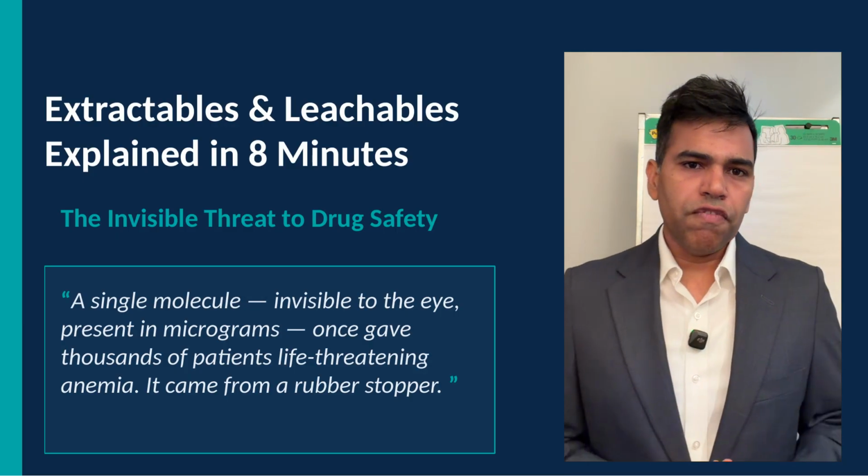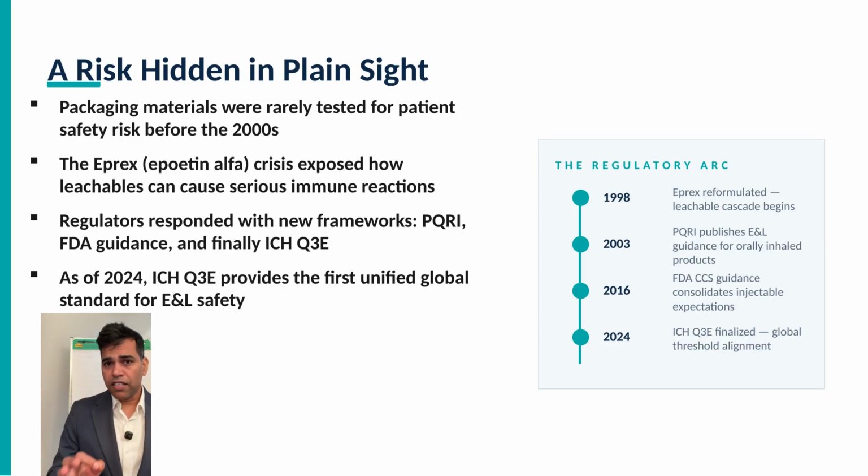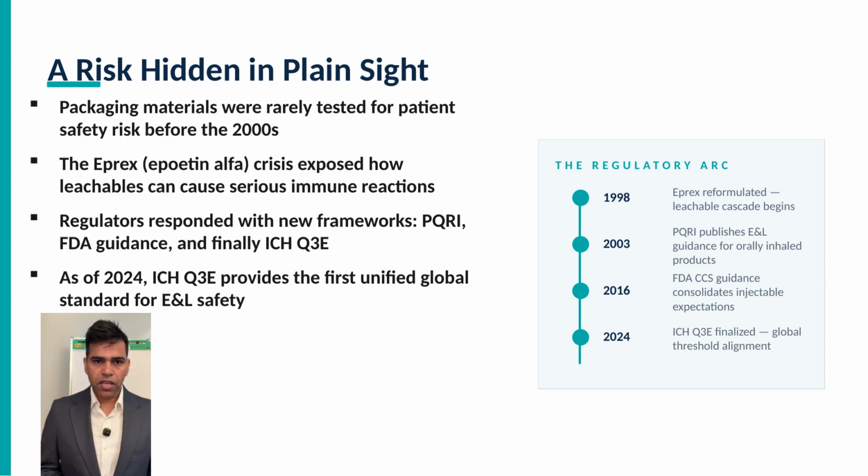For most of pharmaceutical history, the container was just the container. The idea that a rubber closure or a polymer bag could pose a patient safety risk wasn't part of the regulatory conversation. Then in 1998, a reformulated version of epoetin alpha, Eprex, changed that permanently.